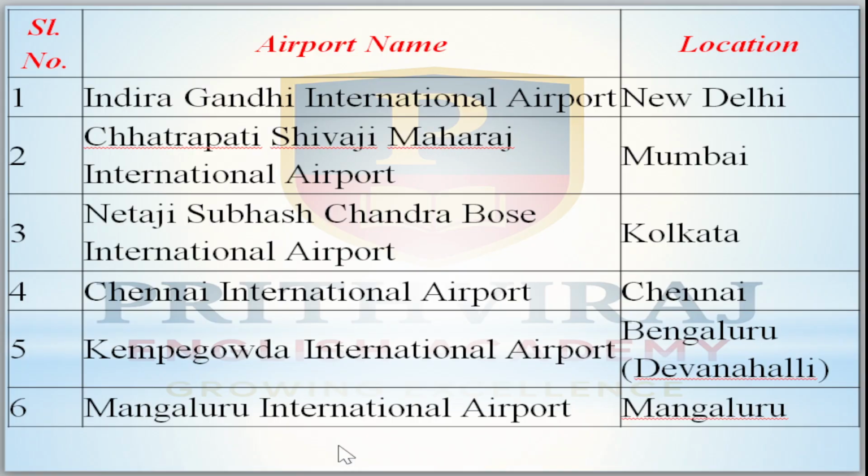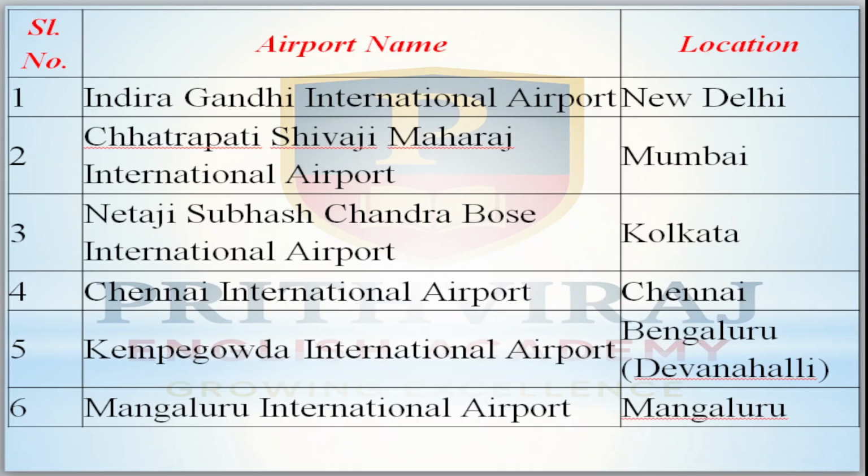Major airports. Indira Gandhi International Airport is in New Delhi. Chhatrapati Shivaji Maharaj International Airport is in Mumbai. Netaji Subhash Chandra Bose International Airport is in Kolkata. Chennai International Airport is in Chennai. Kempegowda International Airport is in Bangalore. Mangaluru International Airport is in Mangalore. Understand my point? So, next, move to the next one. I hope you have completed six, and then move to the seventh one.